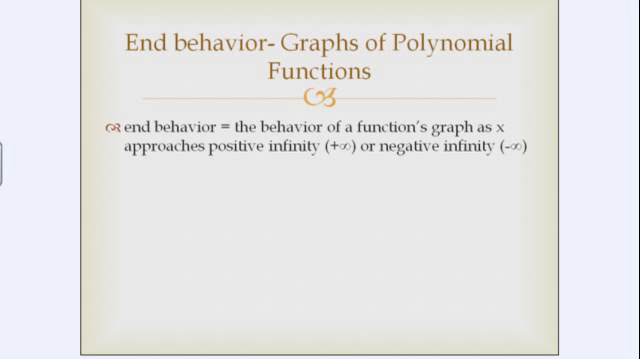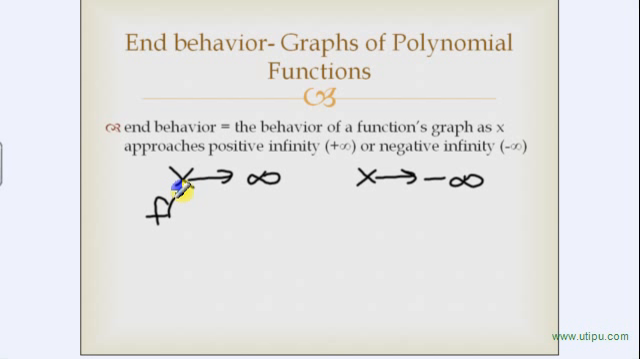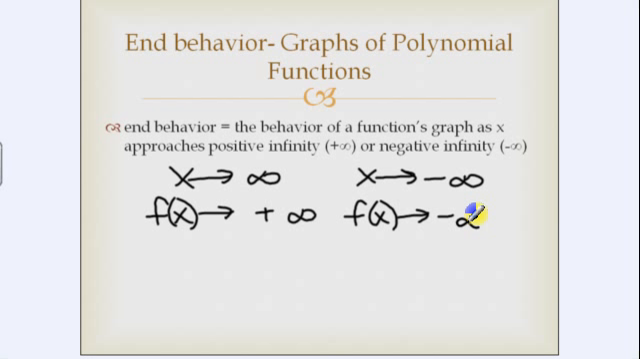Let's talk more about end behavior. The end behavior of a function's graph as x approaches positive infinity or as x approaches negative infinity is what is happening to the f of x values. Is the function going up and approaching positive infinity, or is the function going down and approaching negative infinity?